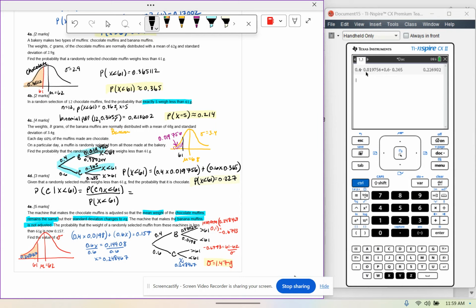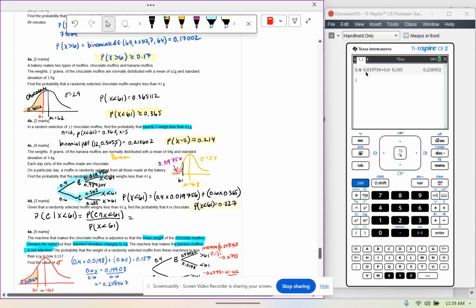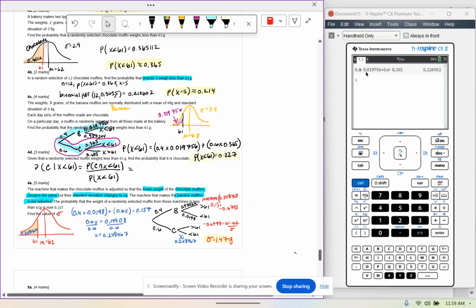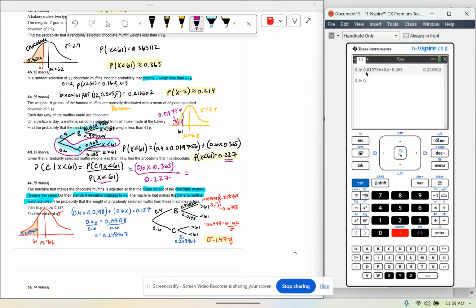Let's see. Chocolate and x is less than 61 grams. Here it is. Sorry to dig through all my work there. Okay, chocolate and less than 61 grams, so that's going to be 0.6 times 0.365. And that's going to be all over what you just found right here, 0.227. All right, so 0.965.